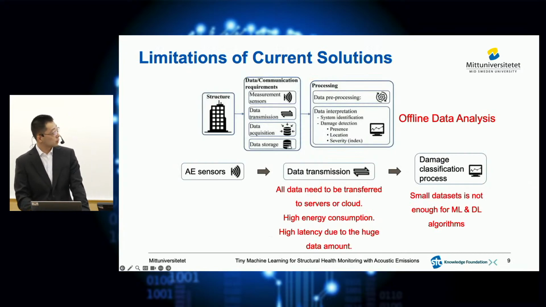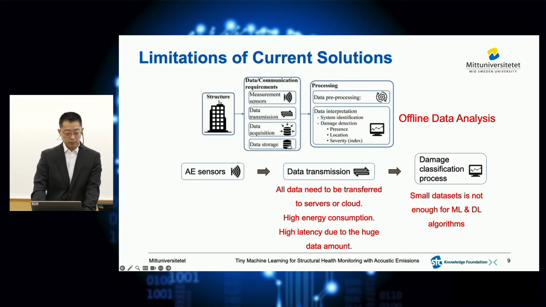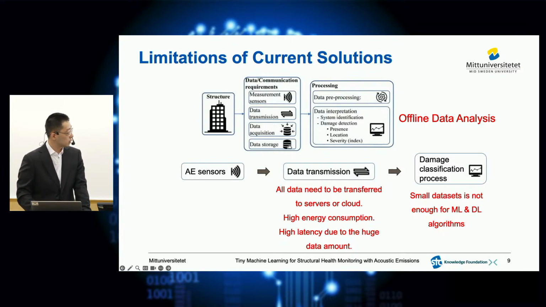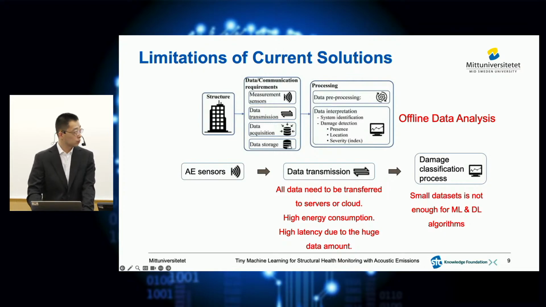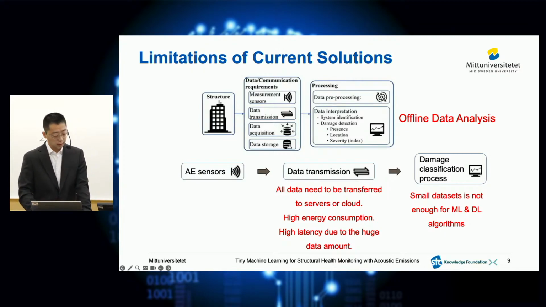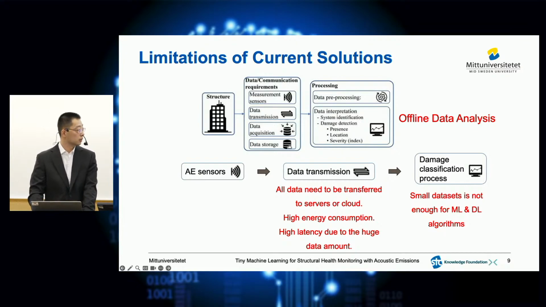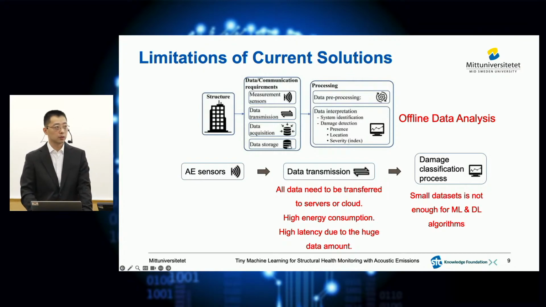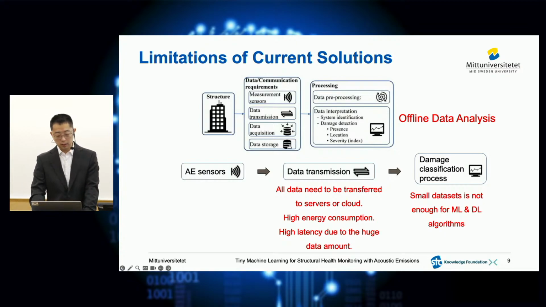So what are the limitations of the current solutions for structural health monitoring? In principle, it is offline data analysis. You can't do it in real time. Even if you want a real-time structural health monitoring system, the problem is that all data from the sensors has to be transferred to servers or the cloud to run the data analysis or classification task. That will cause high energy consumption and high latency. Besides that, the small data set is also a problem for machine learning or deep learning based algorithms, because these algorithms are mostly data driven.